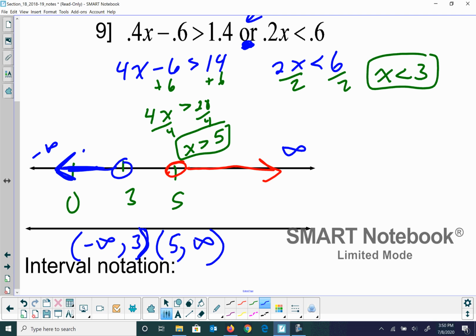If I pick a point down here, it'll work on one problem or the other. If I pick a point up here and I plug it into both the problems, it's going to work on one or the other. Okay?